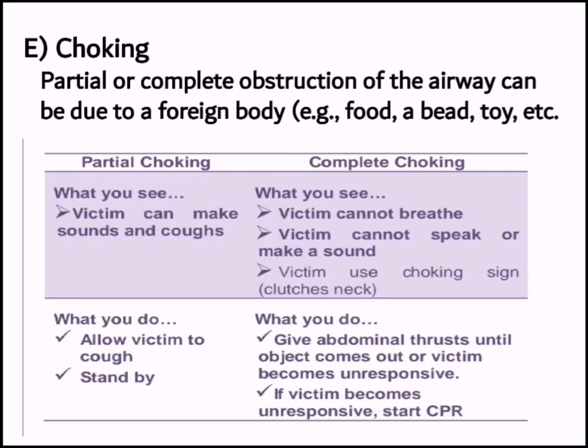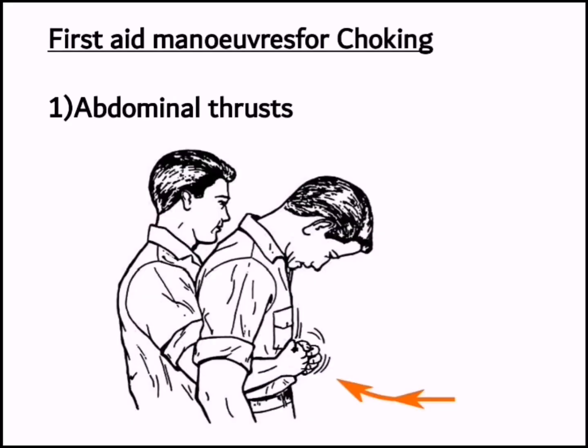E. Choking. Partial or complete obstruction of the airway can be due to a foreign body. Partial choking. What you see: the victim can make sounds and coughs. What you do: allow the victim to cough. Stand by. Complete choking. What you see: the victim cannot breathe, cannot speak or make a sound, uses the choking sign and clutches the neck. What you do: give abdominal thrusts until the object comes out or the victim becomes unresponsive. If the victim becomes unresponsive, start CPR.